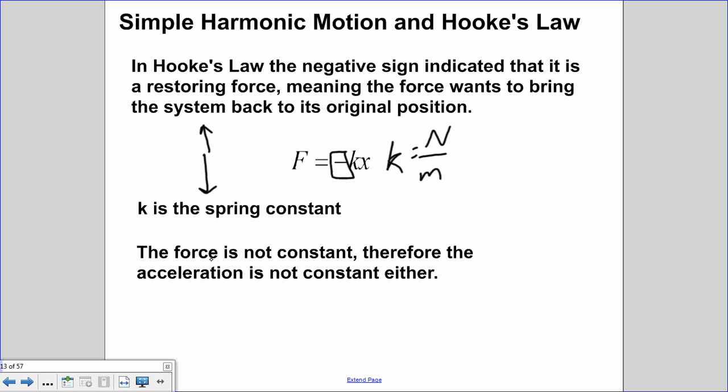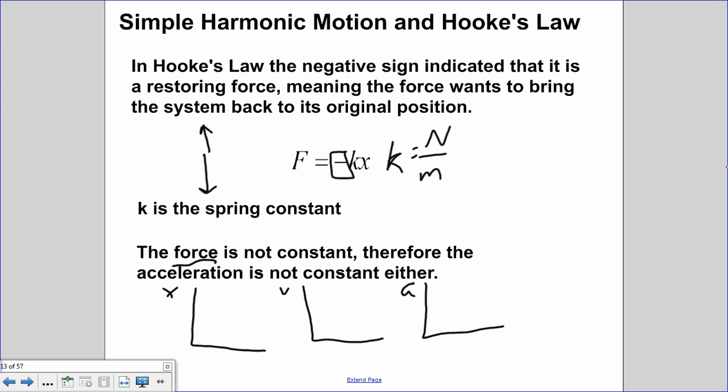Another big point here, the force is not constant. Obviously, the force varies with how much we are stretching or compressing the spring. So that means the acceleration is not constant. What that means for you is, hopefully you remember from kinematics, let's go with a position time graph, a velocity time graph, and an acceleration time graph. So this would be x-t, v-t, and a-t.